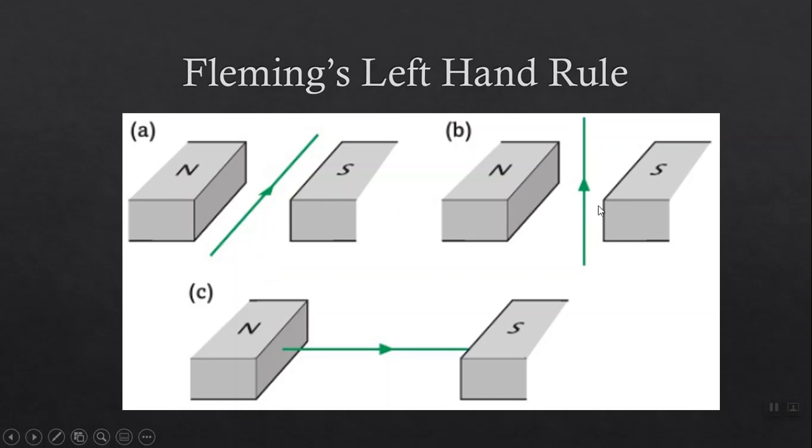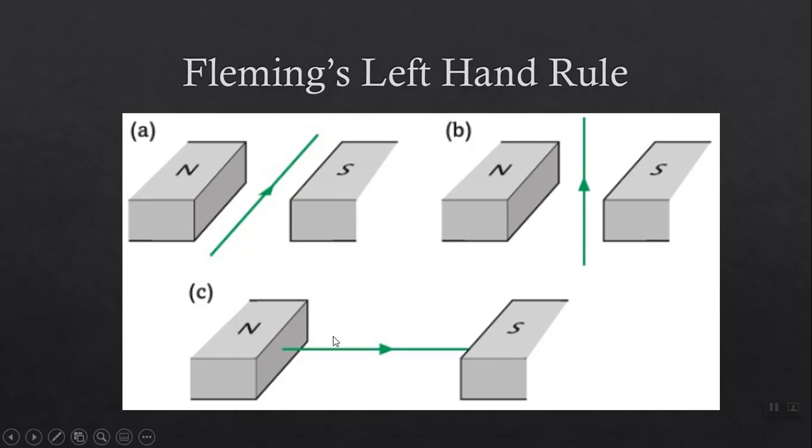Now we'll look at this figure. First finger north to south, the second finger, middle finger, must be pointing upwards. Point it like that and see which direction the thumb is showing. I hope you have figured it out. The thumb is showing into the screen according to Fleming's left hand rule. Then there will be a force acting on this wire into the screen.